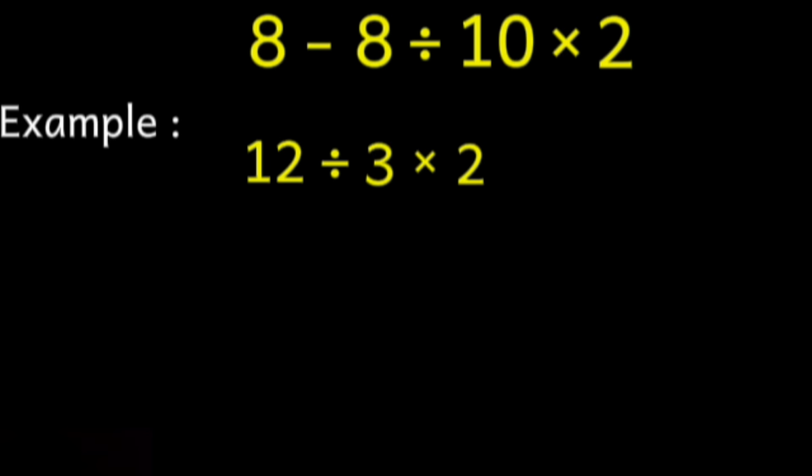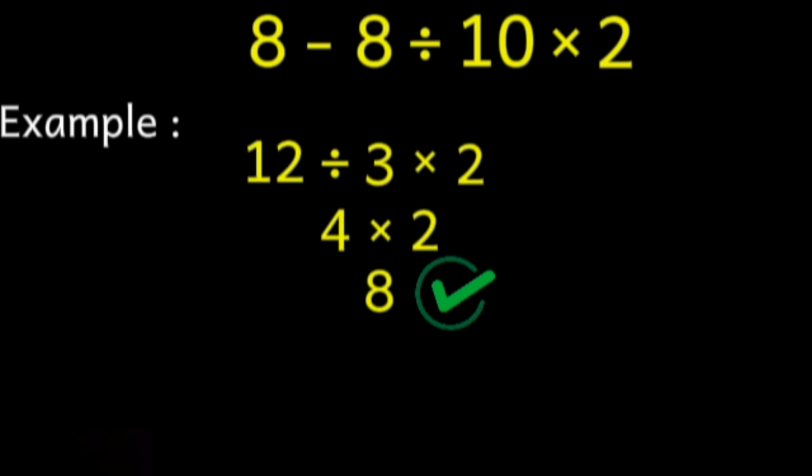Let's try a simple example. 12 divided by 3, then multiplied by 2. We start from the left. 12 divided by 3 is 4. Now we have 4 multiplied by 2. 4 times 2 is 8. So the final answer is 8. You can see we did not jump around. We moved step by step from left to right.